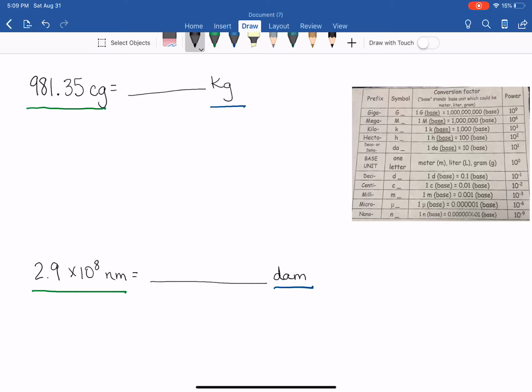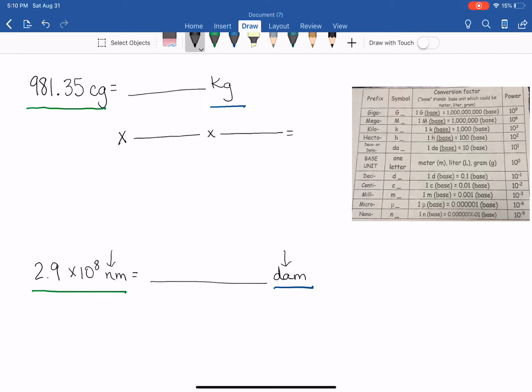You will know you have a two-step problem because on both sides of the equal sign, you have a prefix. So I have centi as my prefix on this top problem, and kilo is my prefix in this top problem. And so they're on both sides of the equal sign. So my first step is to write down that I need two conversion factors. So there's conversion factor 1, there's conversion factor 2.